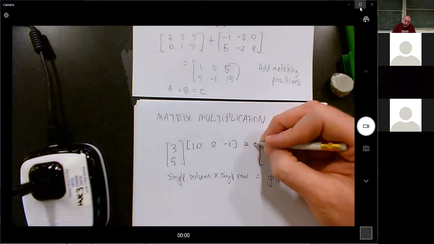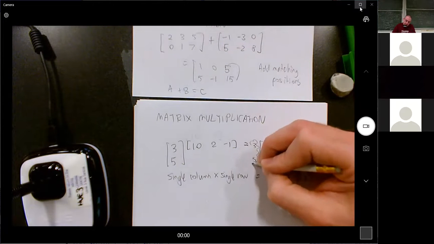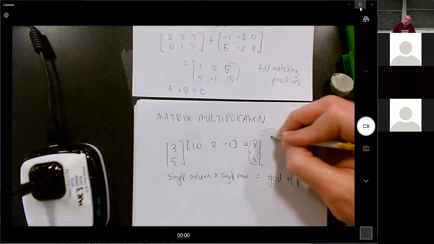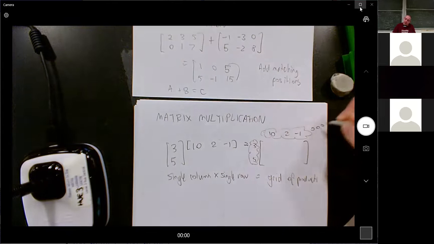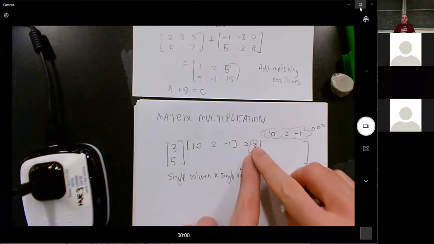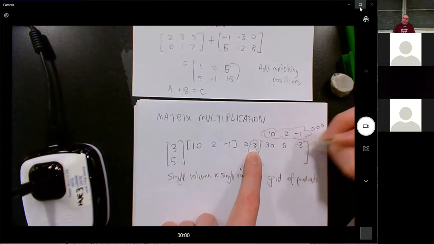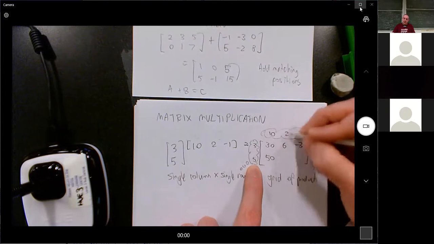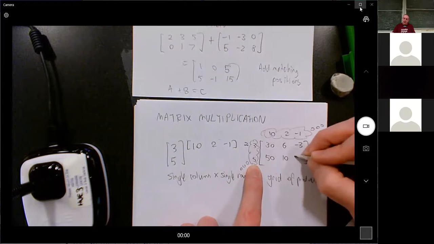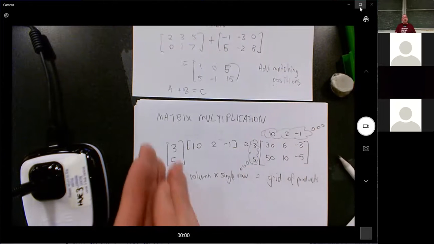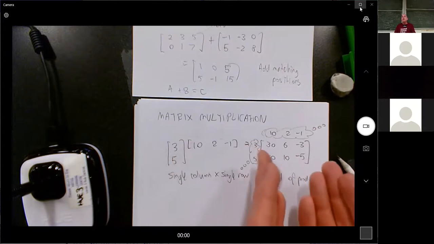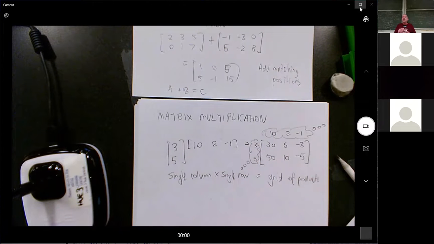So in my head, I'm thinking there's a 3 and a 5 here, and there's a 10 and a 2 and a minus 1. And 3 times 10 is 30, and 3 times 2 is 6, and 3 times minus 1 is minus 3, and 5 times 10 is 50, and 5 times 2 is 10, and 5 times minus 1 is minus 5. So if you do a single column by a single row, you get a grid of all of the products of each number in one multiplied by each number in the other, and then just make a grid. That's the first thing to know about matrix multiplication. How do people feel about that?